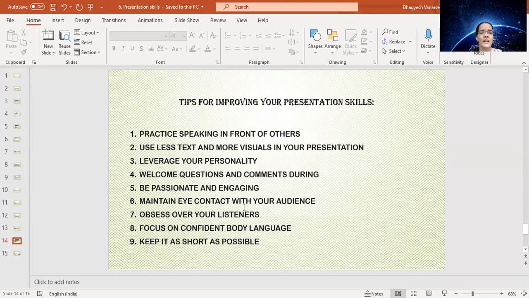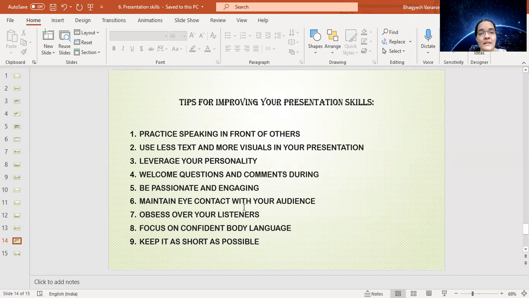So, here are some tips for improving your presentation skills. Whenever you're doing a presentation, practice speaking in front of others. This will improve your confidence. This will also help you understand what kind of body language is expected when you are giving a presentation. Use less text and more visuals in your presentations. This will create an impact on the mind and it will have a good recall value.